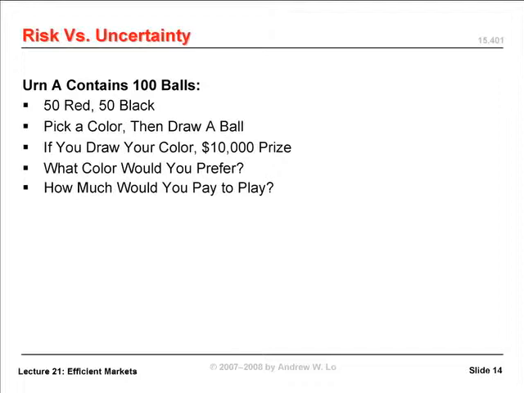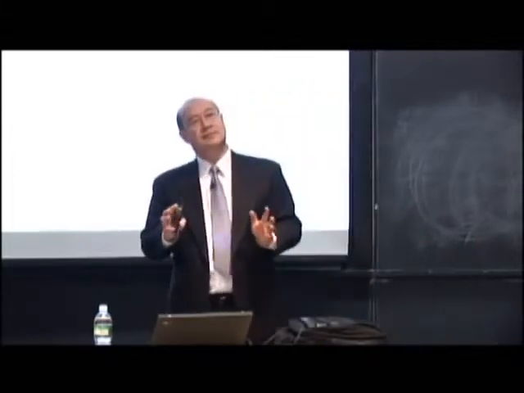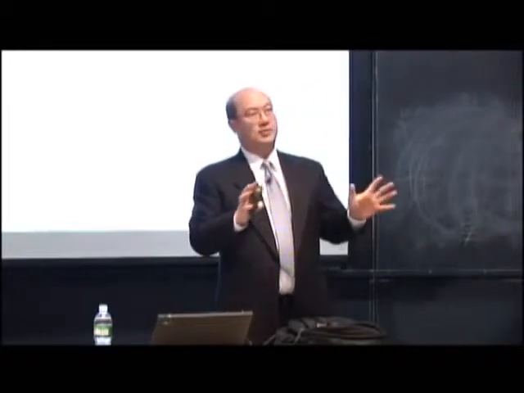And here's the game. You pick a color, red or black. Don't tell me what it is. Write it down on a piece of paper. And then I'm going to draw a ball out of this urn. And if the ball that I draw is your color, I'm going to pay you $10,000. And if it's not, I'm going to pay you nothing. Okay? That's the game. And we're going to do this exactly once.